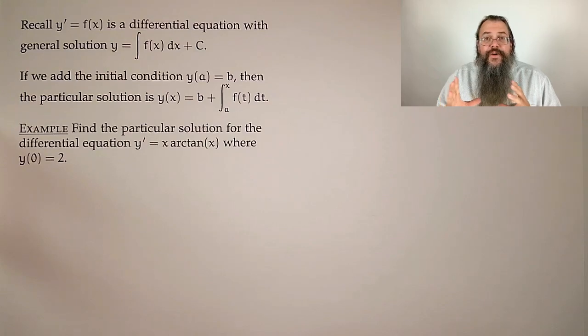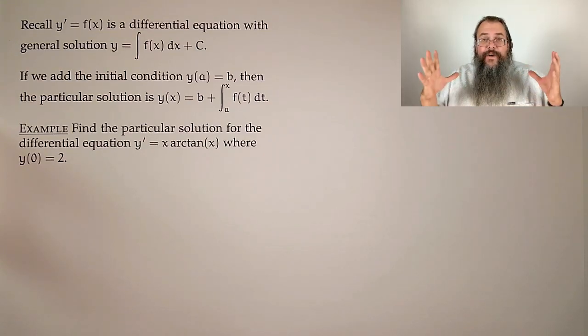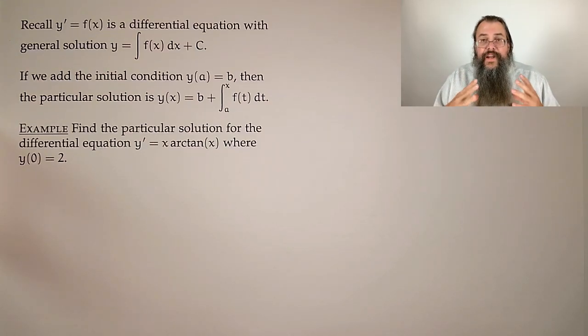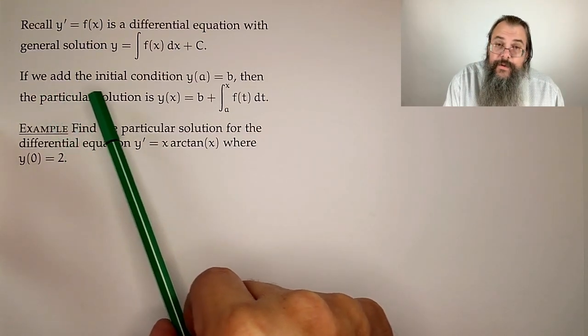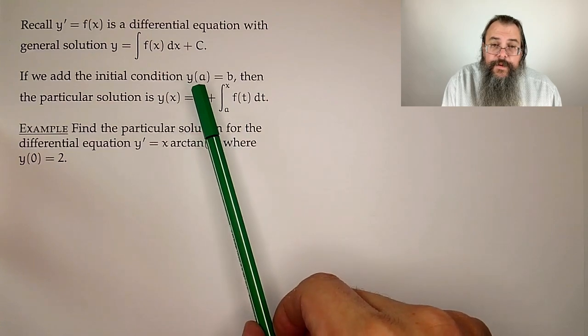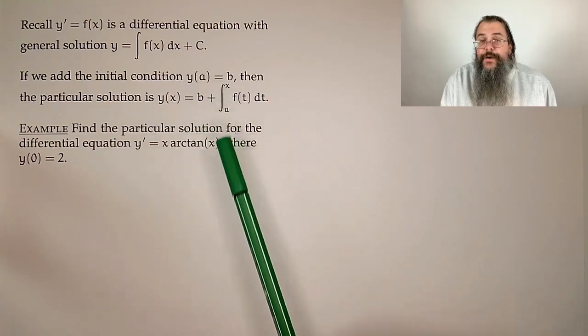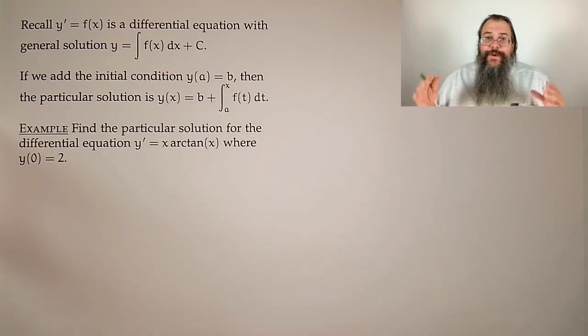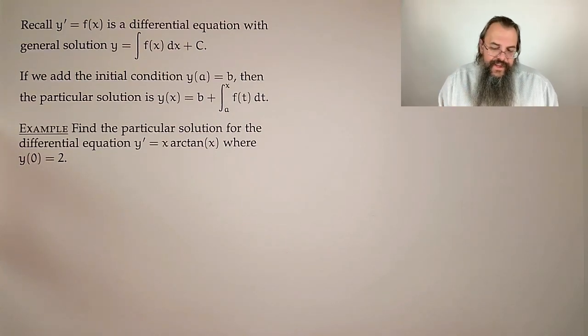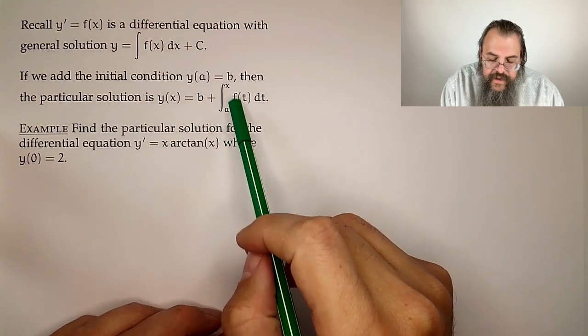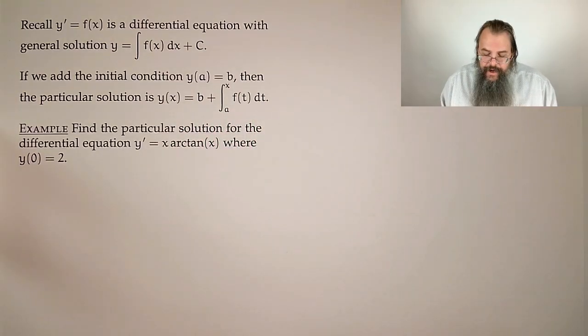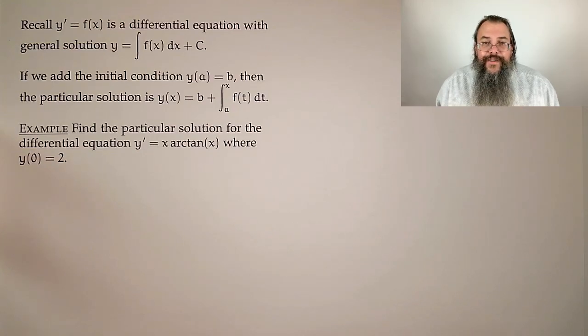Now we can also do particular solutions. In fact, we can write a particular solution in a very nice condensed way. So what if our initial condition says that when we plug in x equals a, we get b out. Then we can write our particular solution in this really nice condensed form. Namely, our function is b plus this integral. Wow, that's it. That's the whole thing.